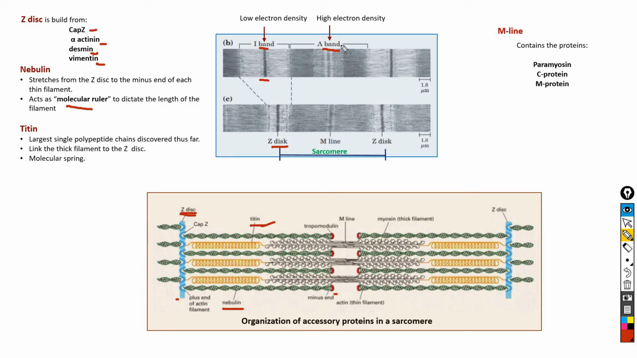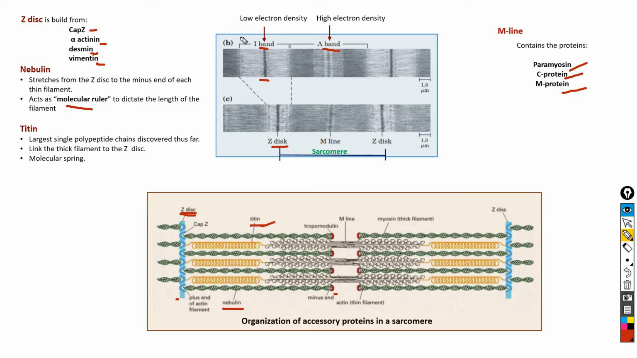Now coming to the A band. The A band is bisected by a thin line called the M line or M disc. The M line is the region of high electron density in the middle of the thick filament, as you can see here, and it contains the proteins paramyosin, C protein and M protein.